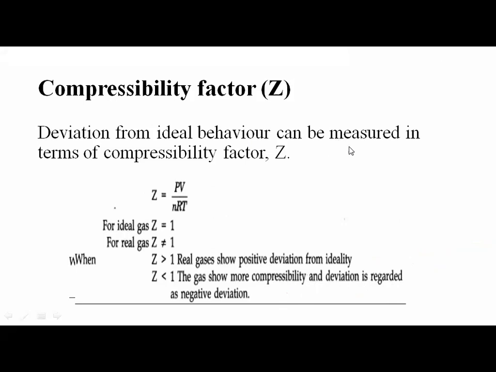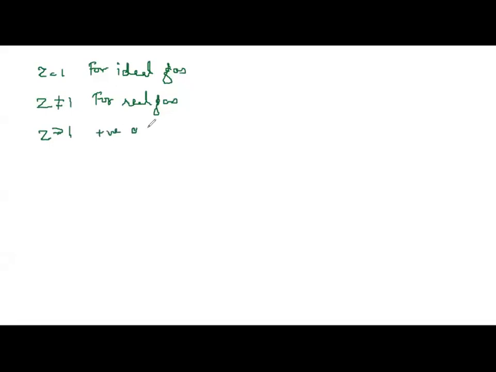For ideal gases, the compressibility factor Z is equal to 1. For real gases, Z is not equal to 1. Z might be greater than 1, which refers to positive deviation, and if Z is less than 1, it refers to negative deviation. So this is about the compressibility factor.